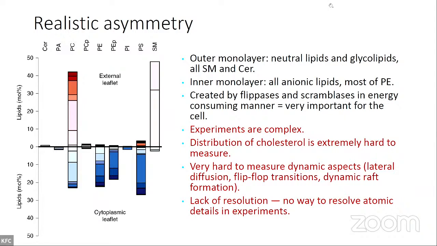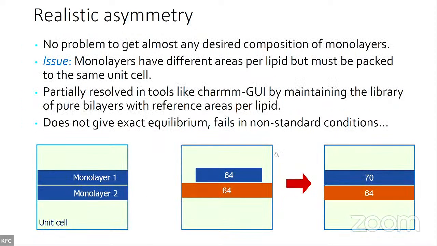Which problems do we have here? First of all, experiments are quite complex. You can do this easily on red blood cells, but not so easily on other cell types. In terms of cholesterol, it's extremely hard to measure experimentally, and nowadays we only know some hints about cholesterol distribution. It's almost impossible to get. It's also hard to measure dynamic aspects like lateral diffusion and leaflet transitions, because again, the resolution of experimental techniques is usually not enough for this. And there is no way to get the atomic details. So we need to use simulations to overcome this.